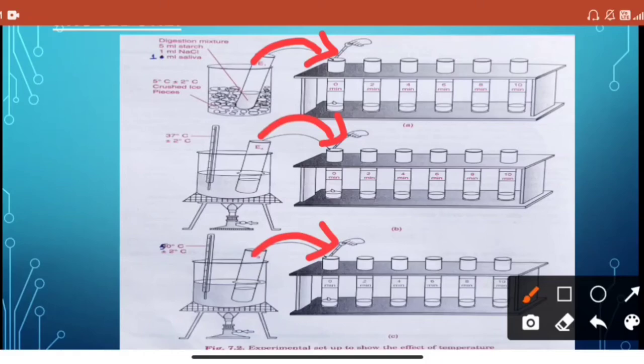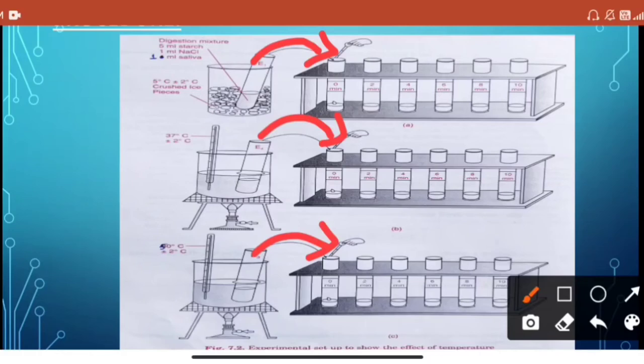Now what will happen? All of you know that iodine will react with the starch and it will give a blue coloration. But when the enzyme will break the starch completely, the blue coloration will be changed. So we have to observe that change of coloration. We have to observe at which minute the color of the solution will be changed.